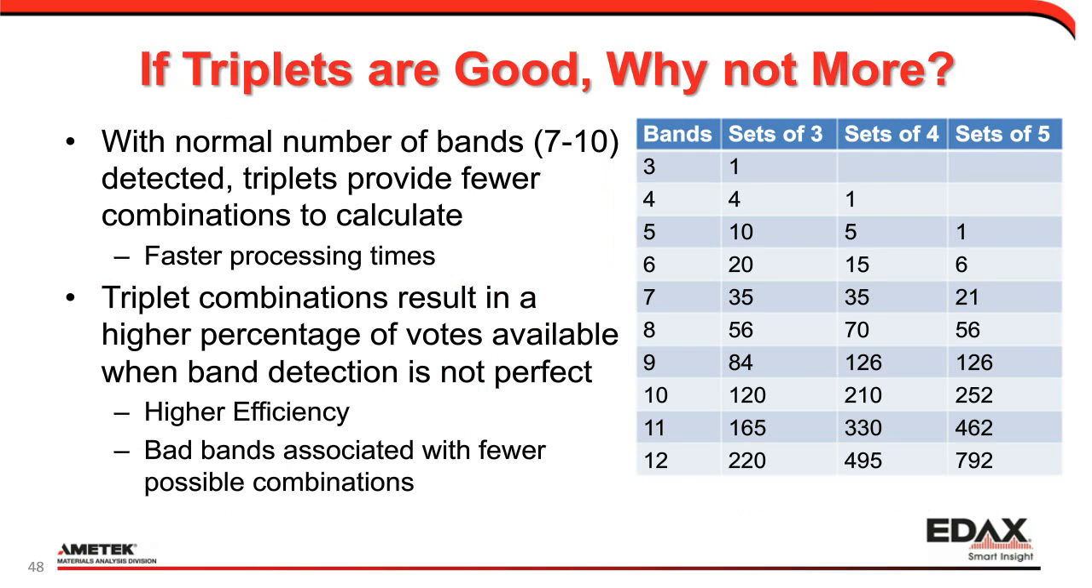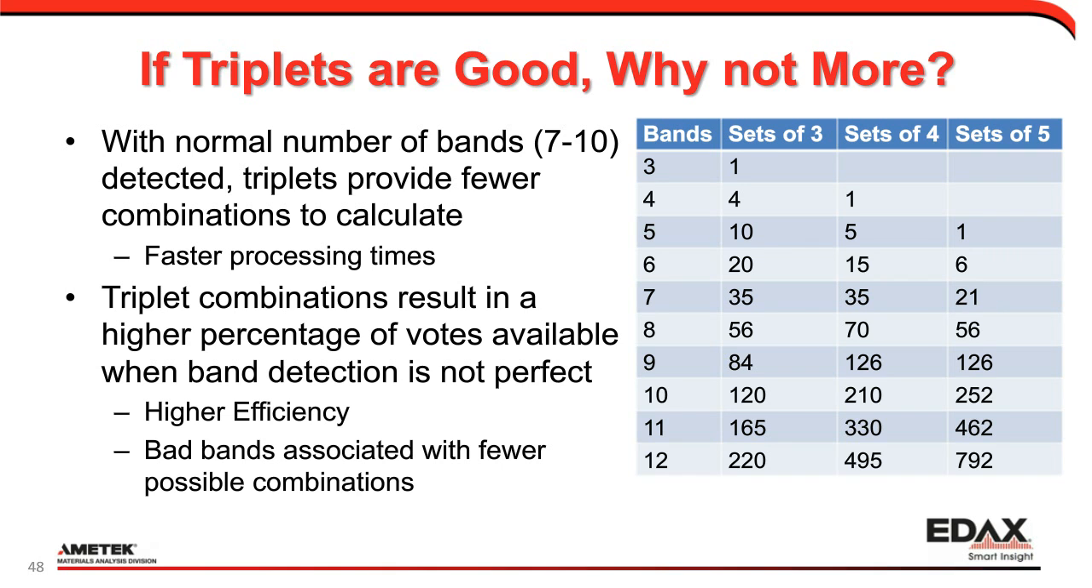That leads to the question: if triplet indexing is good, why don't we look at more than triplets? The trade-off is that for sets of 3, we show there the number of combinations. If we go to sets of 4 or sets of 5, the number of combinations increases, but as we miss bands, the fraction of bands that correspond to the correct solution decreases. By looking at triplets, we're getting this pattern deconvolution effect, but we're also getting higher efficiency. We can get faster processing times, and we're not having to analyze solutions that aren't the correct ones.